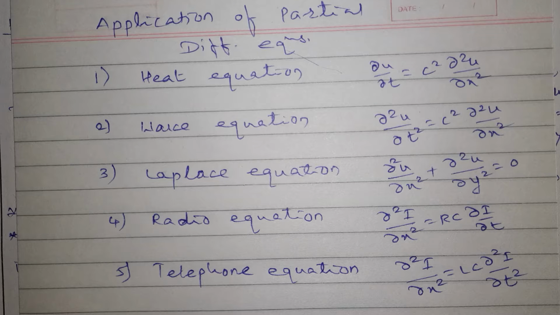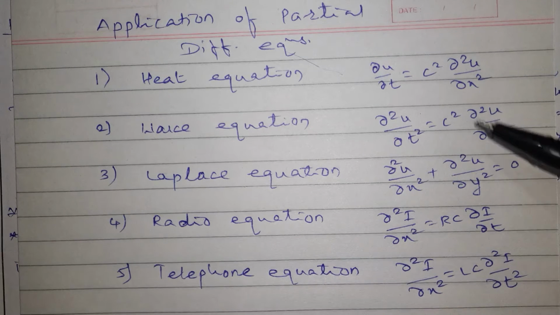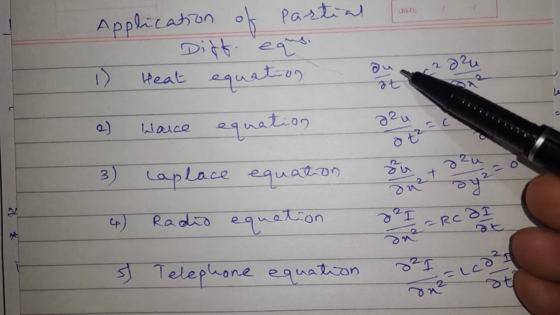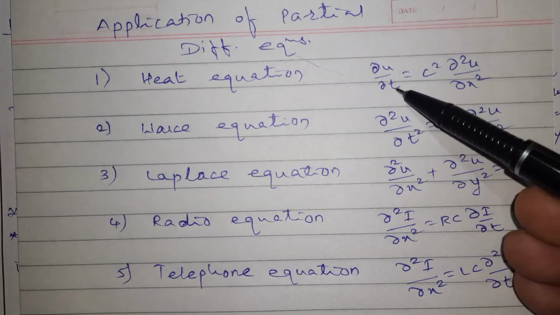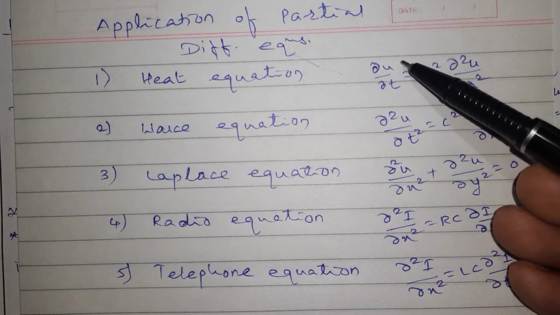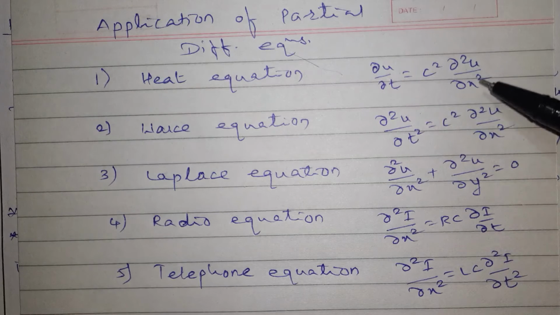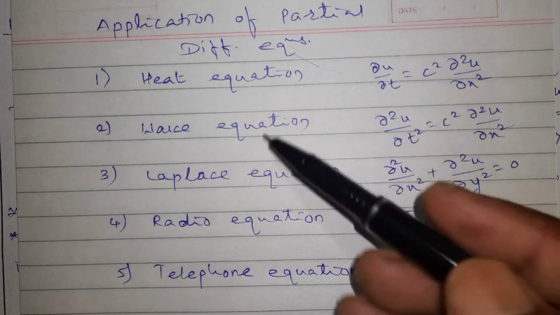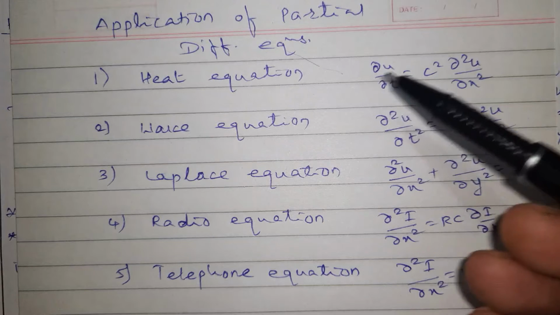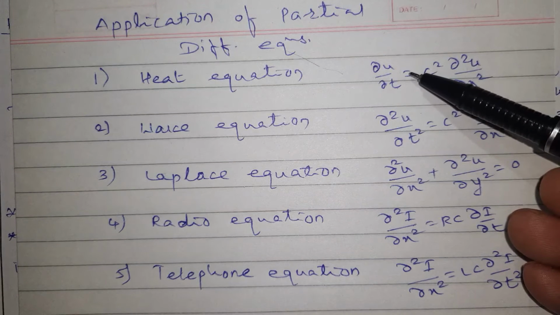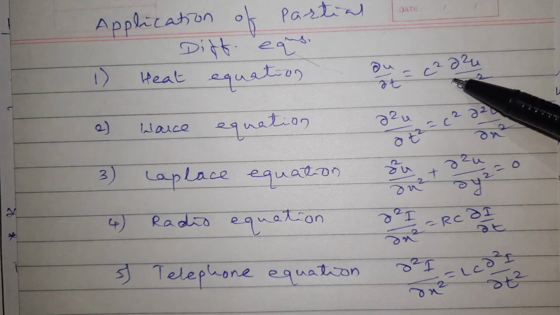So according to that, here I use the notation u, my u is a function of two variables x and t. So the rate of change of u with time is dou u by dou t, and the rate of change with length is dou 2u by dou x square. So our first equation to study is the one dimensional heat equation, and it is generally represented by dou u by dou t is equal to c square dou 2u by dou x square. In this video we will see how to solve that equation.